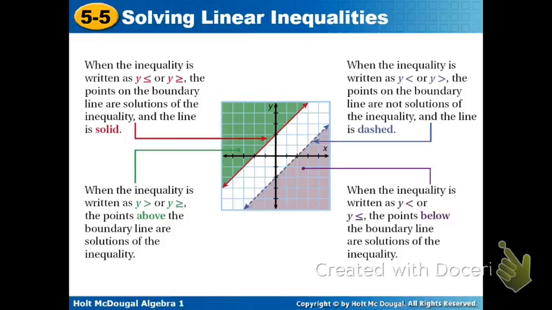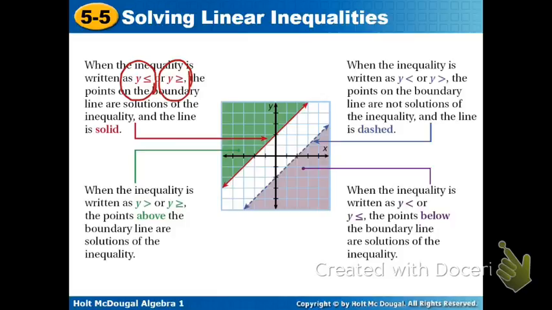So when you have a problem where you have less than or equal to and greater than or equal to, you're looking at these parts right here. Alrighty? Because they are equal to, that is why the line is a solid.